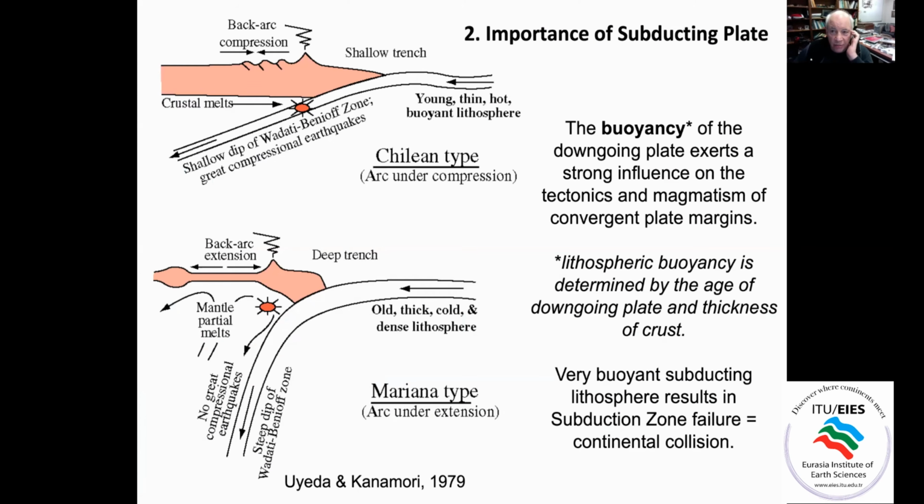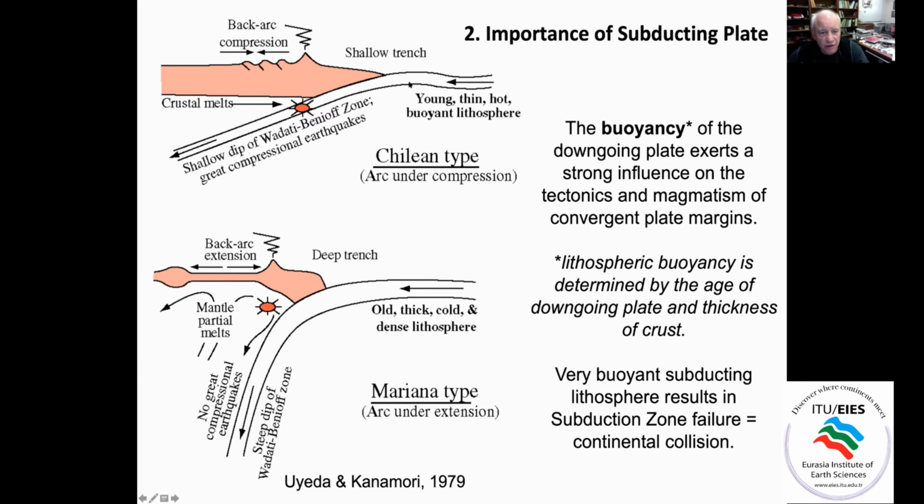Now, the importance of the subducting plate is because of its buoyancy. So Uyeda and Kanamori 40 years ago talked about Chilean type versus Mariana type. These were arcs, or arc trench systems, under compression, and these are arc trench systems under extension. And it's a reflection of the buoyancy of the incoming lithosphere.